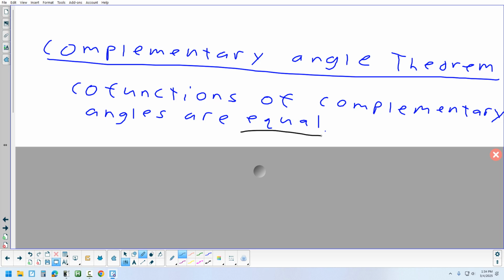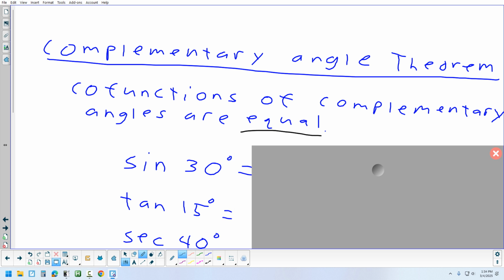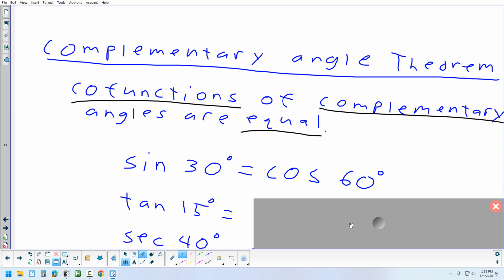So any two co-functions, as long as the angles are complementary, will come out the same. All right, let's try a couple of examples. I don't want to know what the sine of 30 is as an answer. I just want to know something else that it's the same as. Cosine. So it's the same as the cosine of 60, the co-function of the complement. Yes, the sine of 30 and the cosine of 60 are the same. And I'll show you why that's helpful in a second.